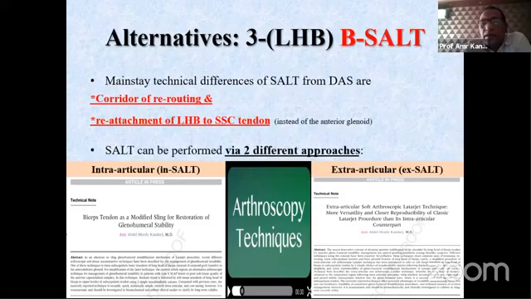In the SOLT technique, the long head of the biceps is reattached to the subscapularis instead of the anterior glenoid, as in the case of DAS techniques. SOLT can be performed via two different approaches, an intra-articular one and an extra-articular variation. Both techniques have been recently accepted for publication in the journal Arthroscopy Techniques.